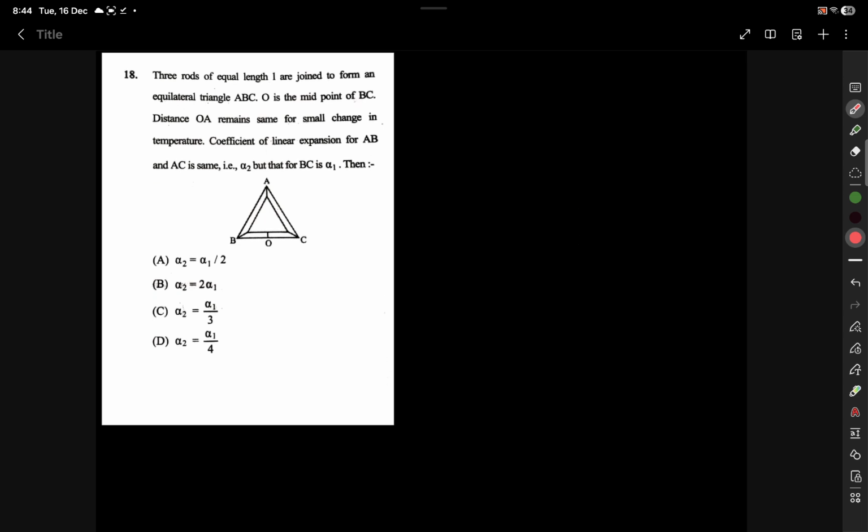Next question: three rods of equal length are joined to form an equilateral triangle ABC, such that the distance of A from the midpoint of BC remains the same for all small changes in temperature. The coefficient of linear expansion for AB and AC is the same, alpha 2, but that for BC is alpha 1. Then the question given is this one.